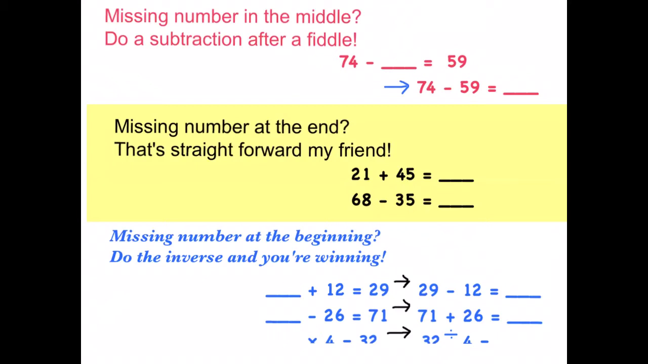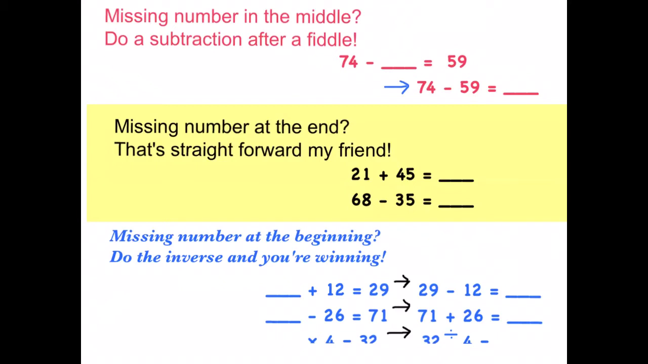So if we look at the red one, for an example, 74 take away something equals 59. So we have to fiddle around with the numbers and do a subtraction. 74 take away 59 will give us our missing number. Whenever the missing number is at the end, in the yellow box, it is straightforward. You just simply carry out the sum that's listed.